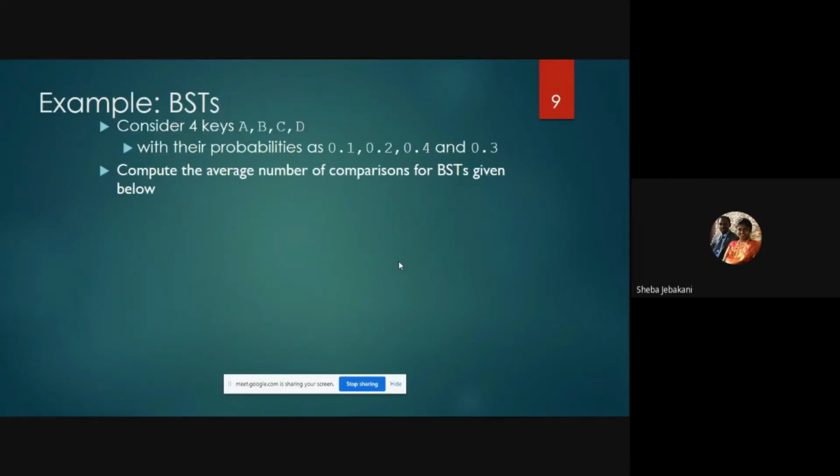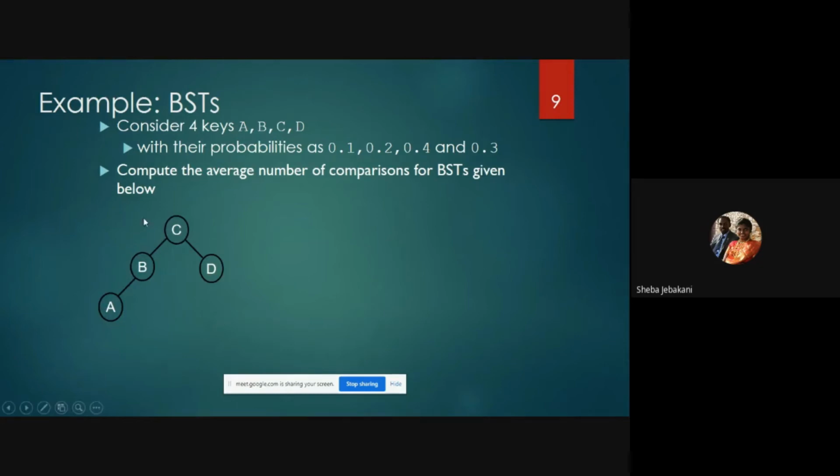So let's take one example. If you consider 4 keys, A, B, C, and D are the 4 keys that you are given, and the probabilities of the occurrence of A, B, C, and D are 0.1, 0.2, 0.4, and 0.3. Now, if you are given these values, you need to compute the average number of comparisons for the binary search tree given below.